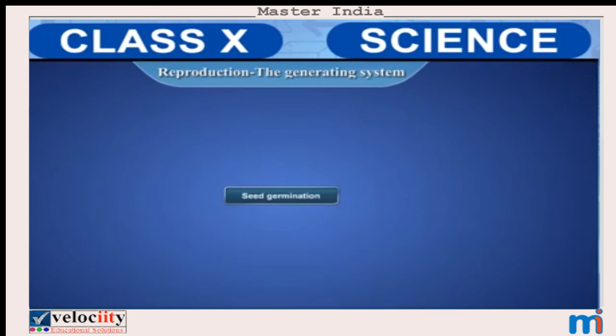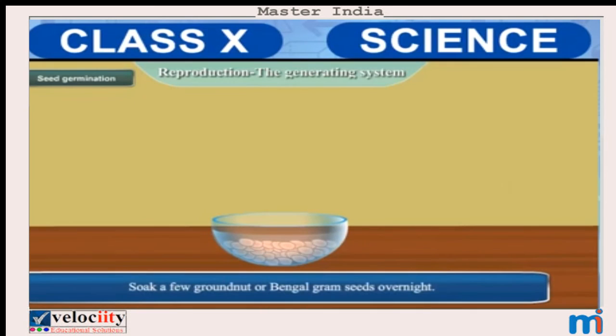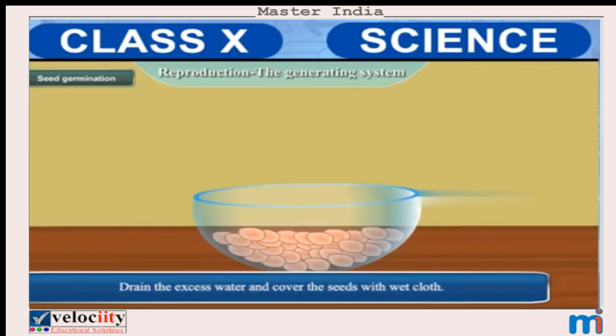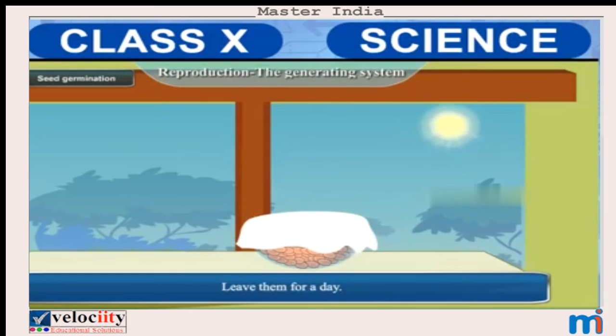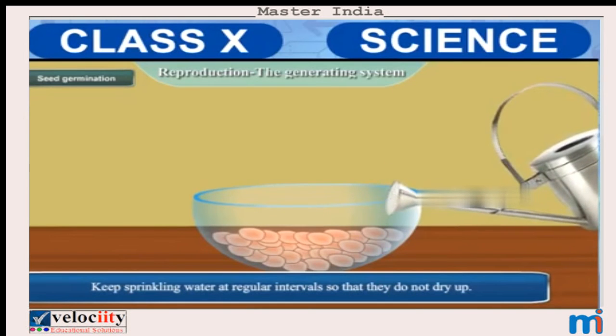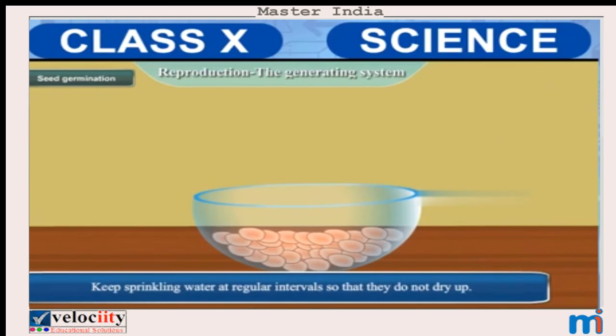Seed germination. Soak a few groundnut or Bengal gram seeds overnight. Drain the excess water and cover the seeds with a wet cloth. Leave them for a day. Keep sprinkling water at regular intervals so that they do not dry up. Open the seeds carefully and observe the parts.